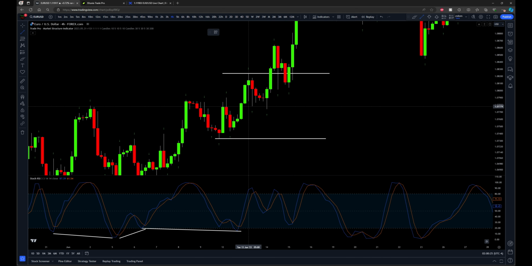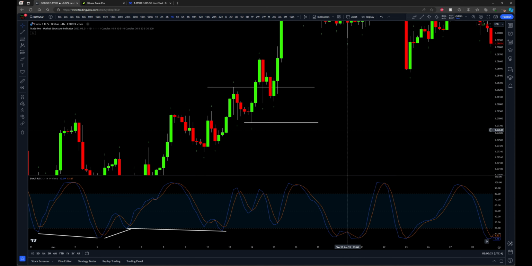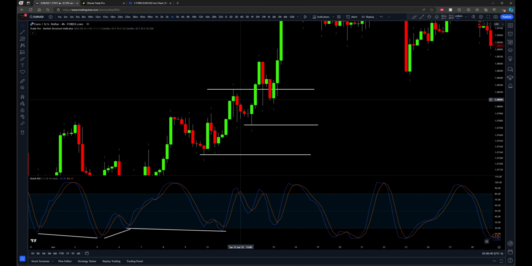So what do we get? We get some short-term swing lows. We have a short-term swing high here. That's our new structure. We break it to the upside. We're expecting that this pullback is just going to hold a higher low compared to that previous low structure. And it does.